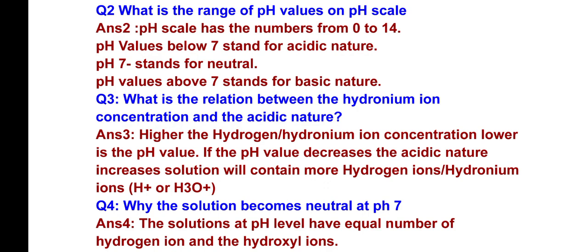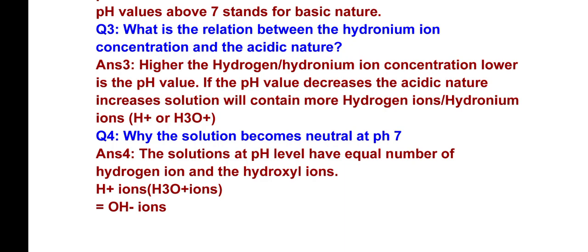Even in the 0 to 7 range, 0 to 4 means strong acid. From 4 above till 7 is weak acid. From above 7 till 11 it is weak base. Above the 11 number till 14 it is strong base.